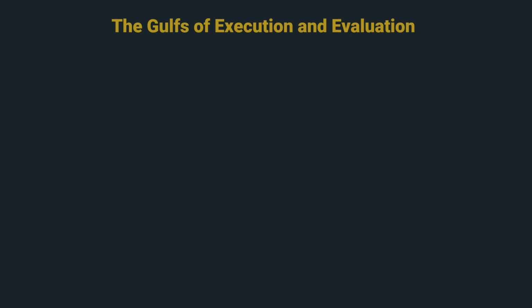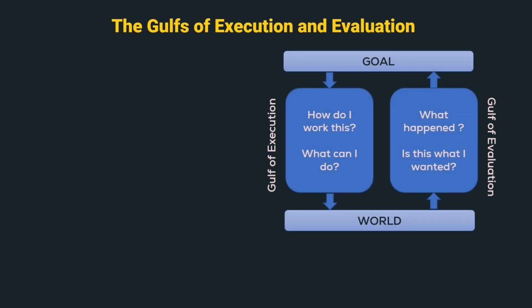Let us understand this diagrammatically. Here, a user has a goal to achieve. Then he tries to find out how the machine works. What can I do to accomplish my goal? Once the action is performed, the user tries to interpret what actually happened and whether my goal is satisfied. For good human-machine interaction, the goal of the designer should be to help people bridge the two gulfs.